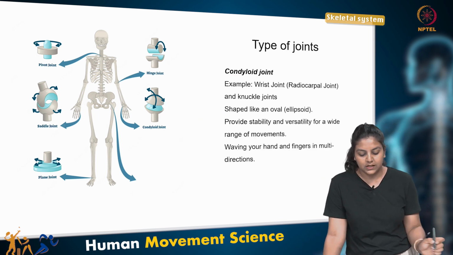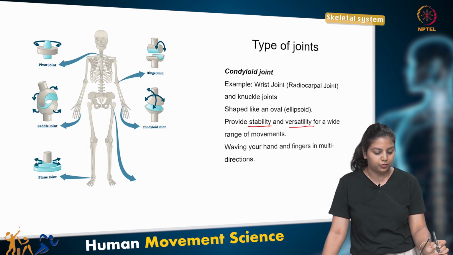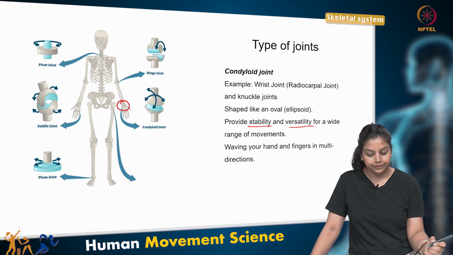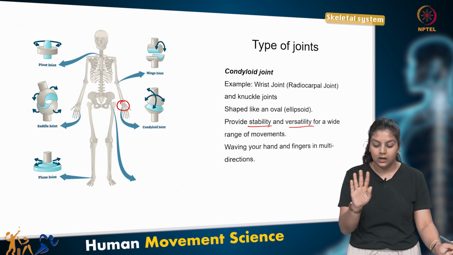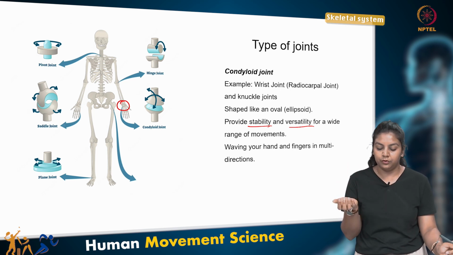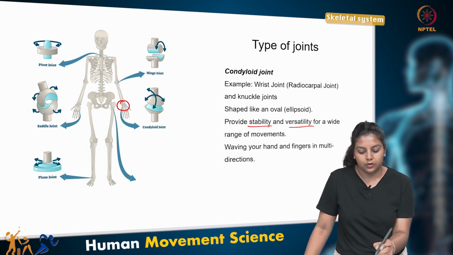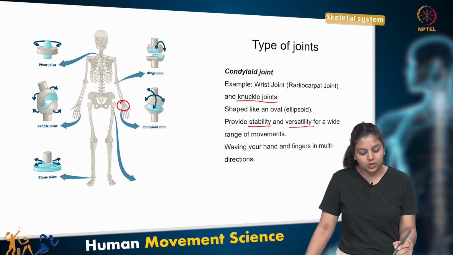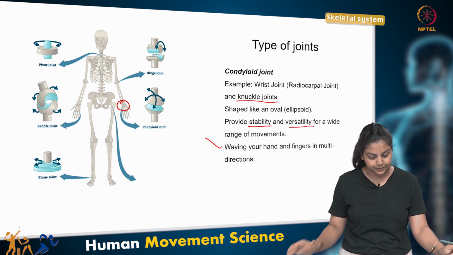So its function is again to provide stability and versatility for wide range of movements, and the example here is a wrist joint, right. So your radiocarpal joints, you have a lot of movements at the wrist. Again, detail of these movements, we look at it in the coming modules, and also your knuckle joints as well. So this joint provides unique actions like waving your hand, fingers in multi-direction, right.